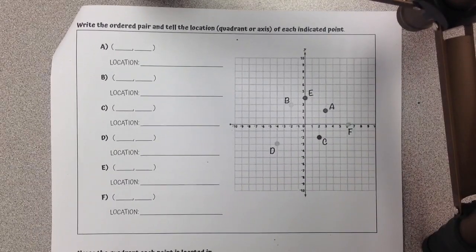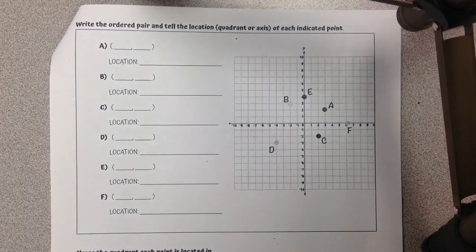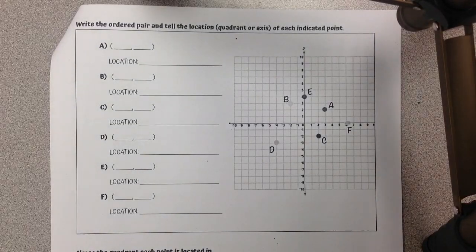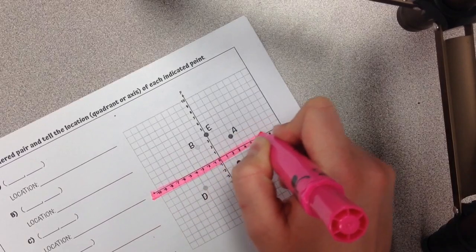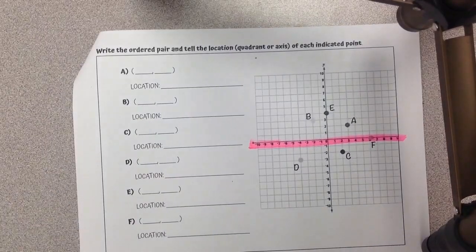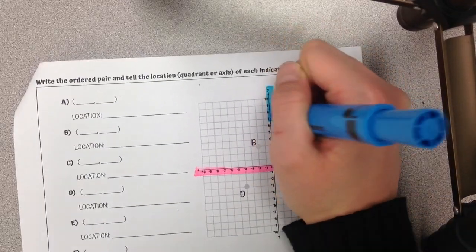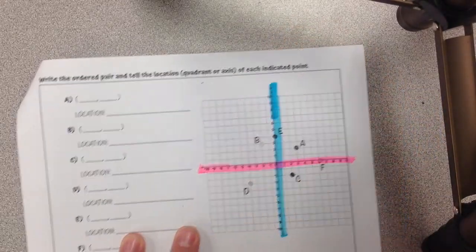Okay, so for these examples, we are going to write the ordered pair and tell the location, either the quadrant or the axis, of each indicated point. So these are already plotted for us, and we're going to determine where they are located, as well as their ordered pair. I am going to highlight my axes again. My pink I used for x, so I'm going to highlight my horizontal number line with pink, and my vertical number line, my y-axis, with blue.